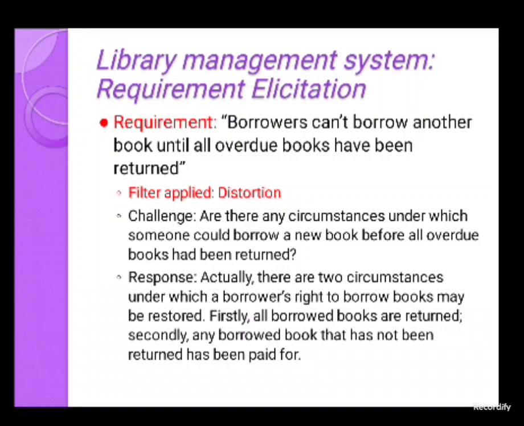So now let's see the distortion filter. The customer says borrowers cannot borrow another book until all overdue books are returned. The analyst asks another question: is there any exception to this rule? The customer explains that if a late book has been paid for, the borrower is allowed to borrow books again. This discussion helps correct assumptions and ensure the requirement accurately reflects the organization's actual policy.